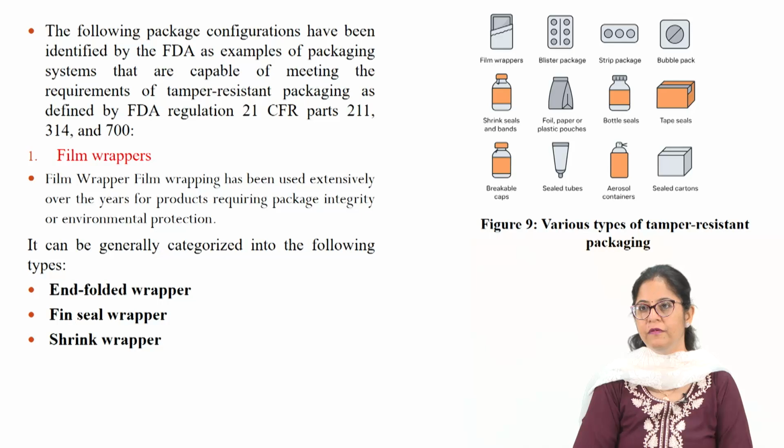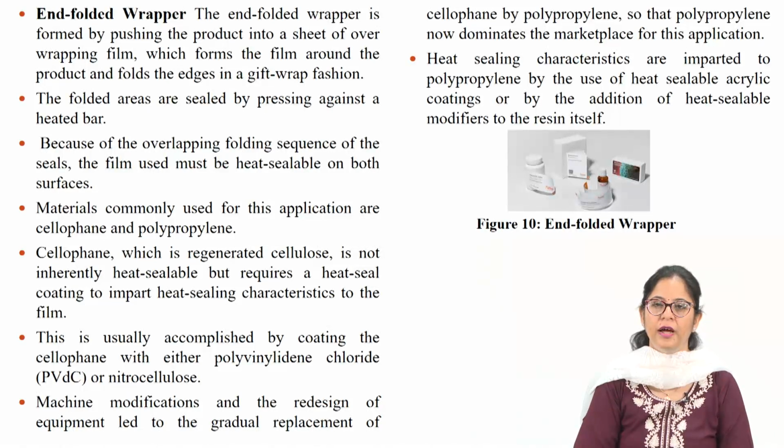So, various types of tamper resistant packagings have been mentioned in figure 9. The N-fold wrapper is formed by pushing the product into a sheet of overwrapping film, which forms the film around the product and folds the edges in a gift wrap fashion. The folded areas are sealed by pressing against a heated bar. Because of the overlapping folding sequence of the seals, the film used must be heat sealable on both the surfaces.